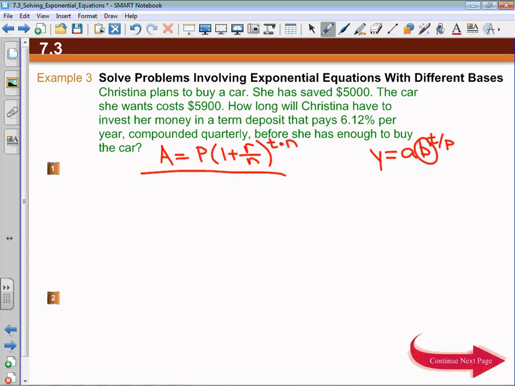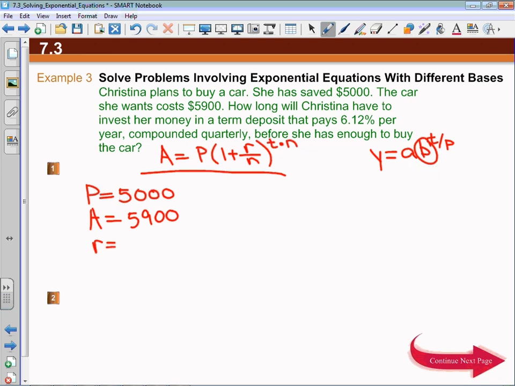So it says Christina plans to buy a car. She saved $5,000. So that's how much she has today. She needs to make sure that she invests her money for a long enough time so that it accumulates to 5,900. Well, she knows that she can put it into some kind of a term deposit, whatever that is, and the annual interest rate, or R.